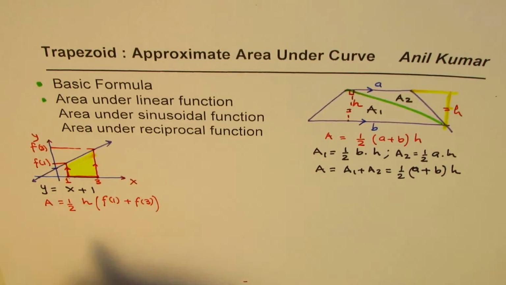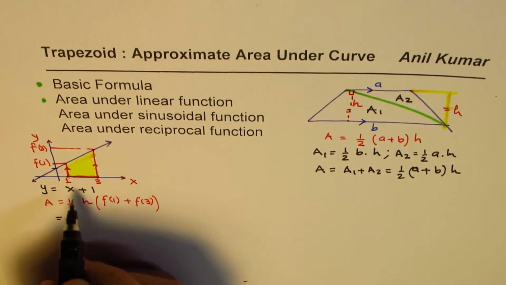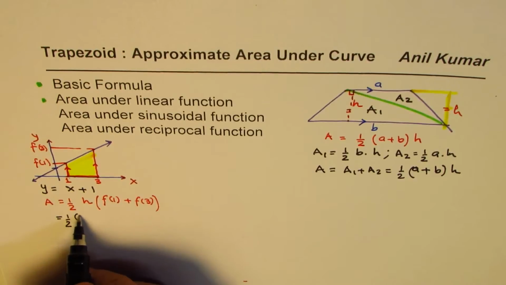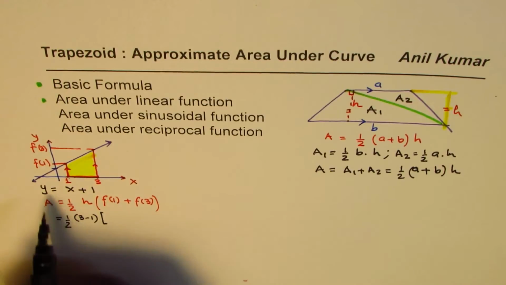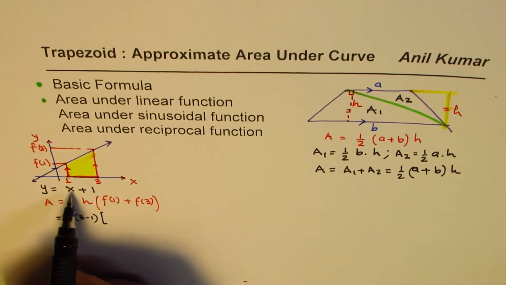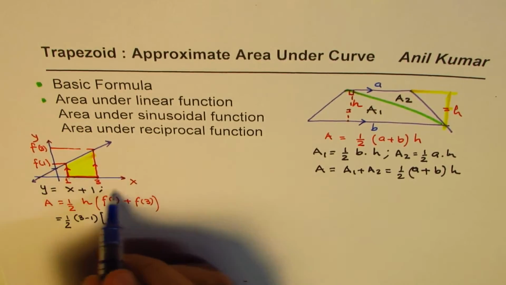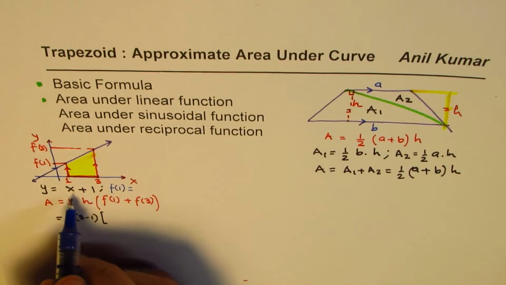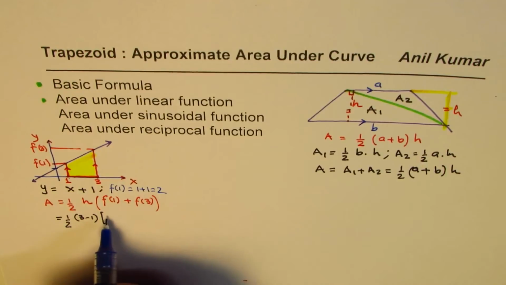So in this particular case, we can just substitute the values and find the answer. We have the area of this curve as half times the height, which is 3 minus 1. That is the height. And f of 1 means substitute 1 here. If I write 1 here, I get 1 plus 1, which is 2. So let me fill these in so it becomes easier. f of 1 equals 1 plus 1, which is 2. So I'm substituting this value 2 here.